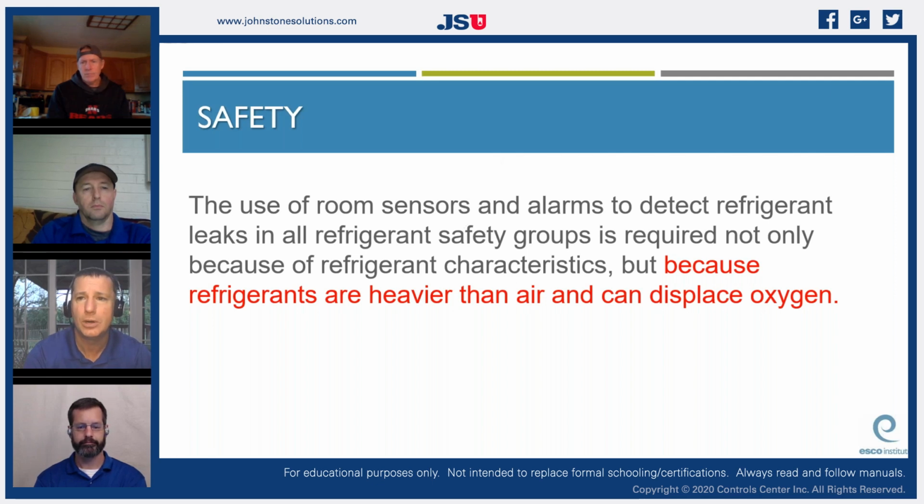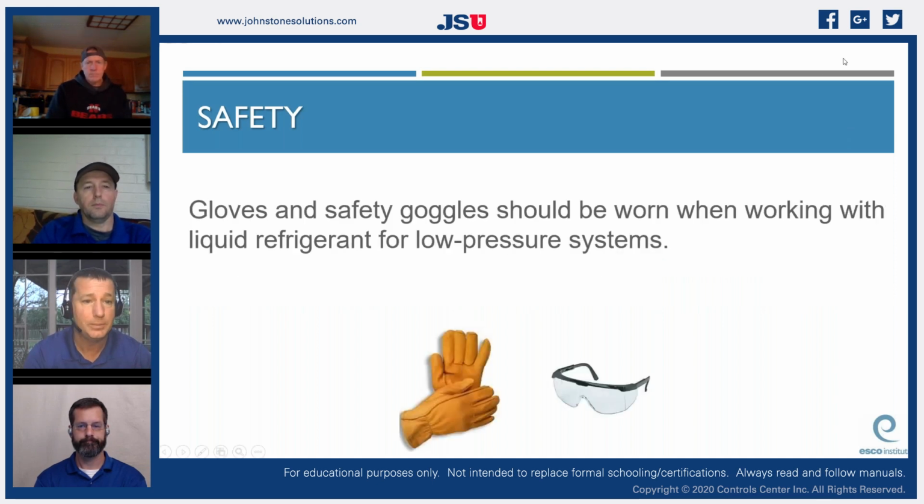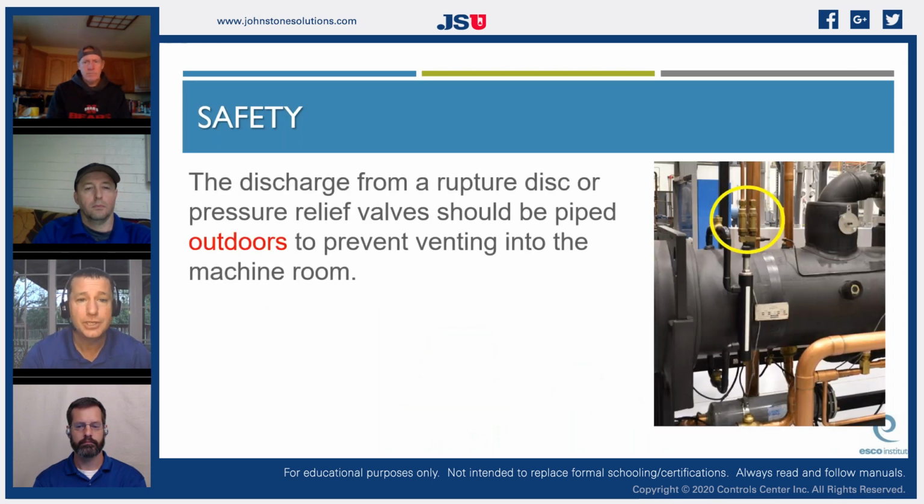The use of room sensors and alarms to detect refrigerant leaks in all refrigeration safety groups is required not only because of refrigerant characteristics, because refrigerants are heavier than air and can displace oxygen that could be down low. Gloves and safety goggles should be worn when working with any liquid refrigerant. The discharge from a ruptured disc or pressure relief valve should be piped outdoors to prevent venting into the machine room.